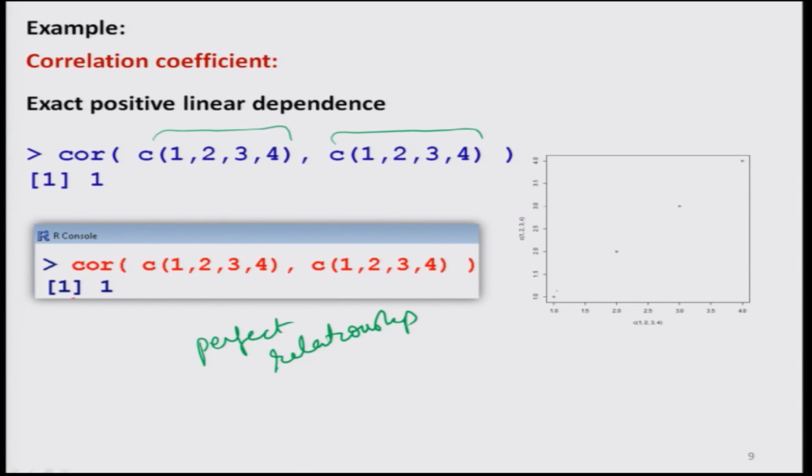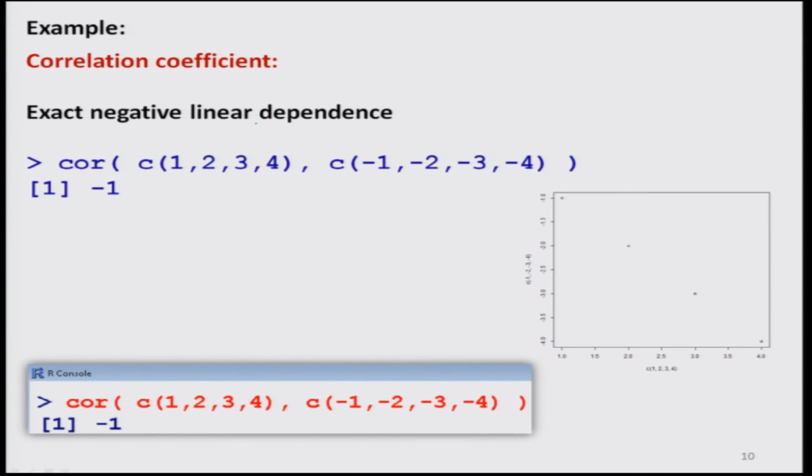And you can see here this is point number 1, point number 2, point number 3, and point number 4 on the graphic, and these points are exactly lying on the straight line. This is indicated by the correlation value between x and y, which here is 1. And this shows that there is an exact positive linear dependence between x and y.